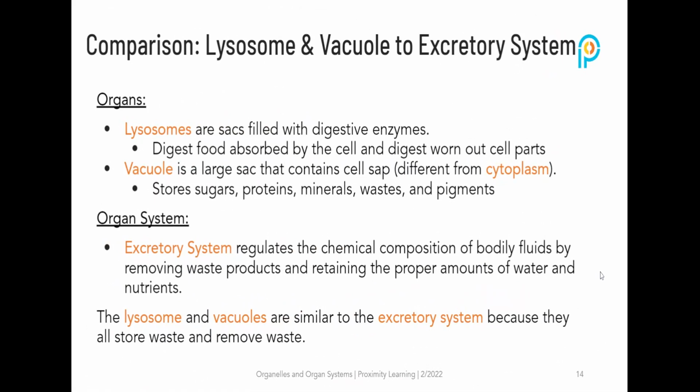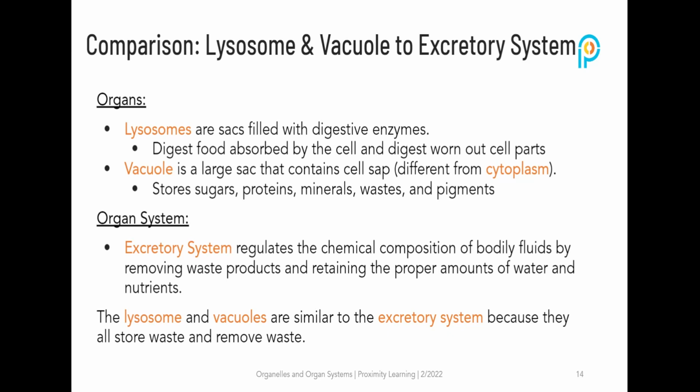Okay, let's compare a lysosome and vacuole to the excretory system. So the lysosomes, if you'll remember, are sacs filled with digestive enzymes. They digest food absorbed by the cell and digest worn out cell parts. The vacuole is the large sac that contains cell sap. It's different from cytoplasm. It stores sugars, proteins, minerals, waste, and pigments.